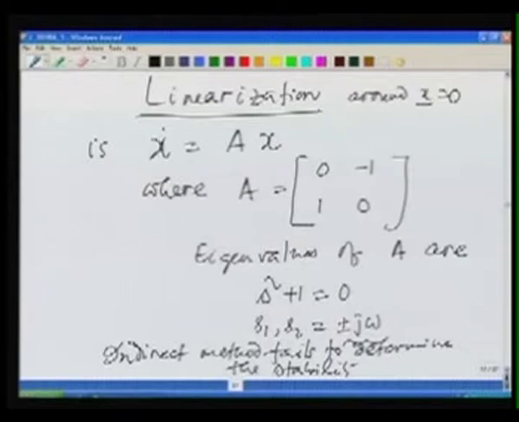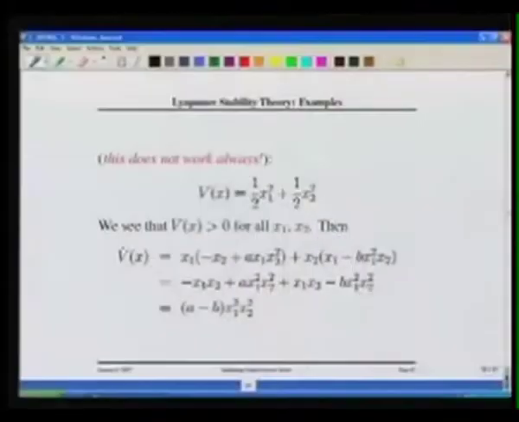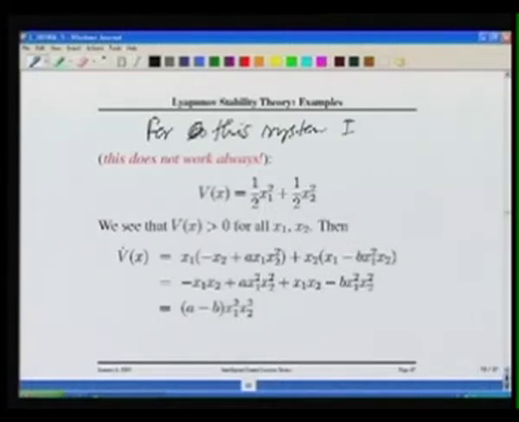So, in this case the indirect method fails, it is silent, it does not say anything about the stability. But let us go to the direct method.